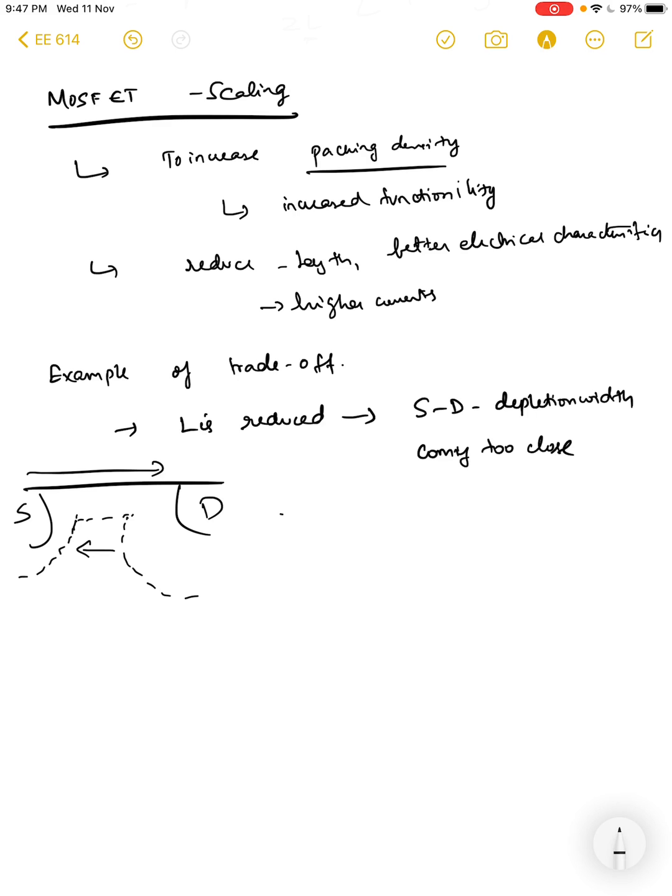Now to avoid this, you tend to dope the substrate higher. When you dope the substrate higher, the depletion width can now reduce, right? But then higher doping also increases the threshold.